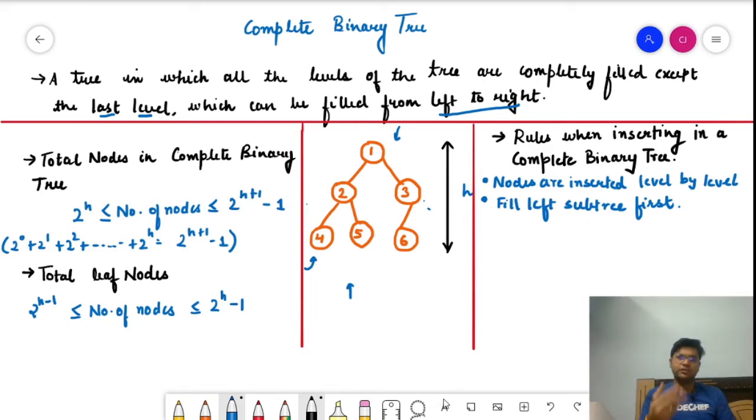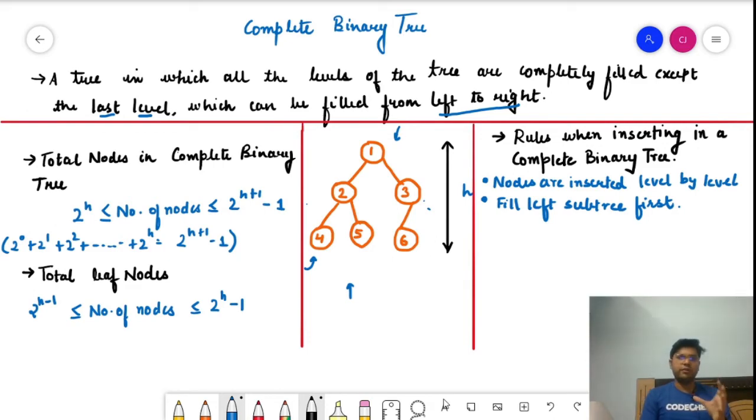So what conditions do we need to check? That all the levels are completely filled except the last level, which may or may not be filled, and that the filling of the nodes is from left to right. It cannot be that we have certain nodes here and some of the nodes are missing here. The filling structure should be from left to right. So that is the definition of a complete binary tree. This h denotes the height of the binary tree. Now there are certain things associated with that.